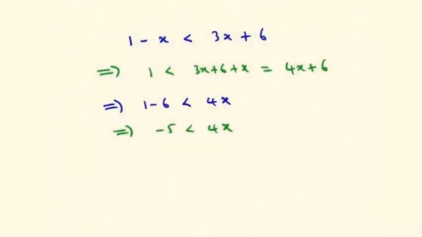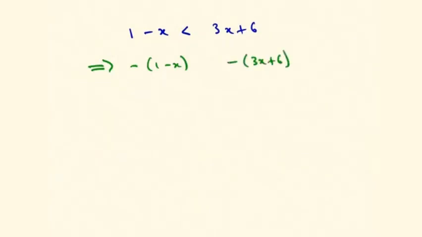Now we usually like to have the x on the left-hand side, so now what I'll do is move this around. If minus 5 is less than 4x, then 4x is greater than minus 5. See how the inequality has changed? When I divide by 4, then we finally get x is greater than minus 5 over 4, and that's the solution.